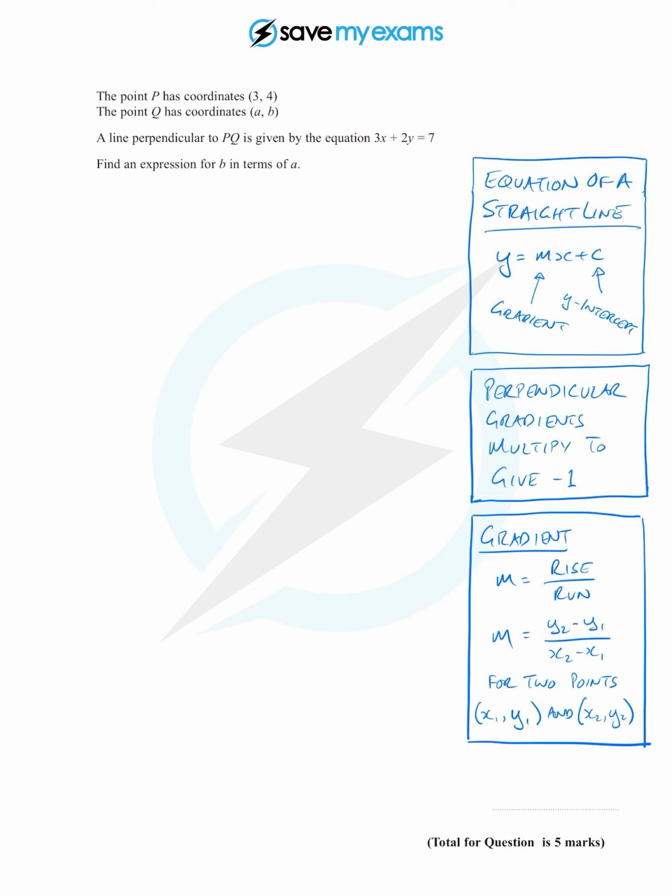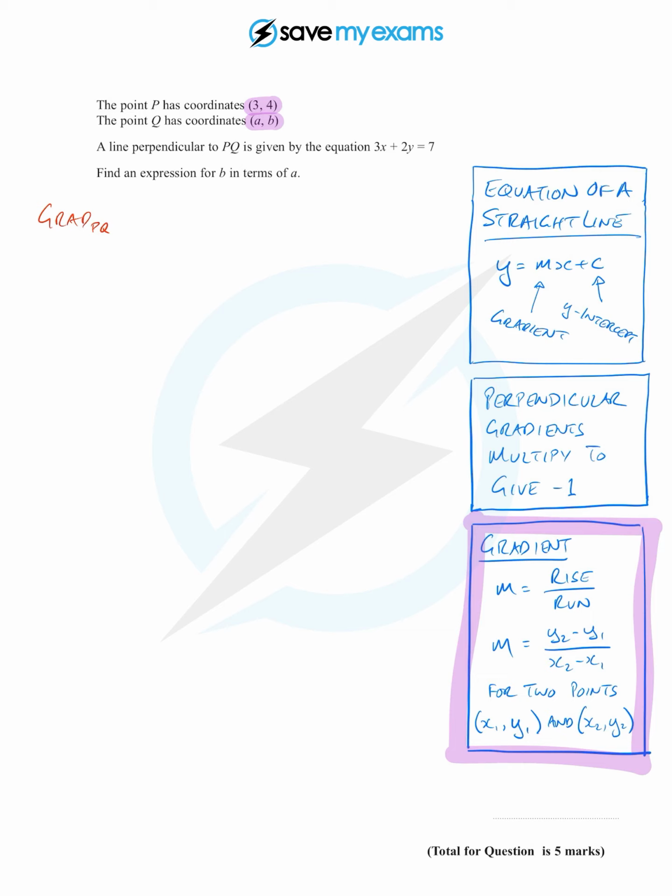Okay, so let's start at the beginning and go with the gradient of PQ. How do I find a gradient when I have coordinates of points like this? Let's look down here at my third blue box. The old rise over run still works. To get the rise and the run, we find the difference in the y coordinates and divide by the difference in the x coordinates. Down here, I've said it formally for two points, (x1, y1) and (x2, y2). As long as we subtract the right way round, so we always do the second one minus the first one, we'll be absolutely fine.